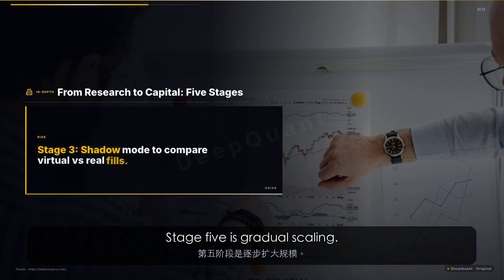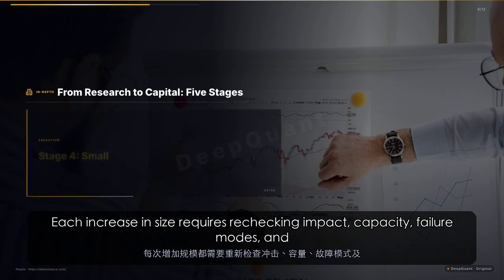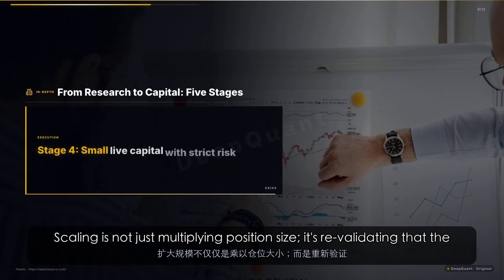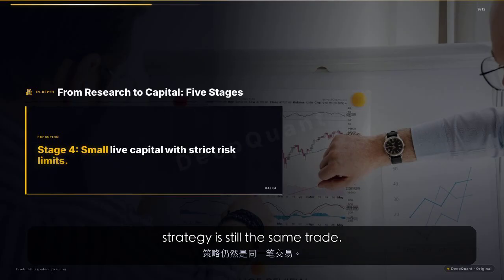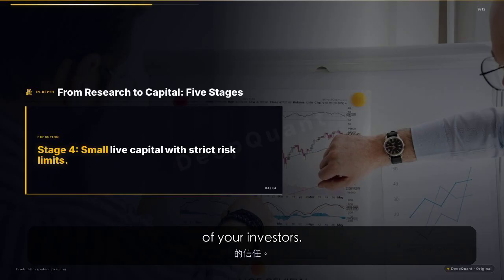Stage 5 is gradual scaling. Each increase in size requires rechecking impact, capacity, failure modes, and costs. Scaling is not just multiplying position size, it's revalidating that the strategy is still the same trade. If you skip stages, you risk blowing up your account and losing the confidence of your investors.